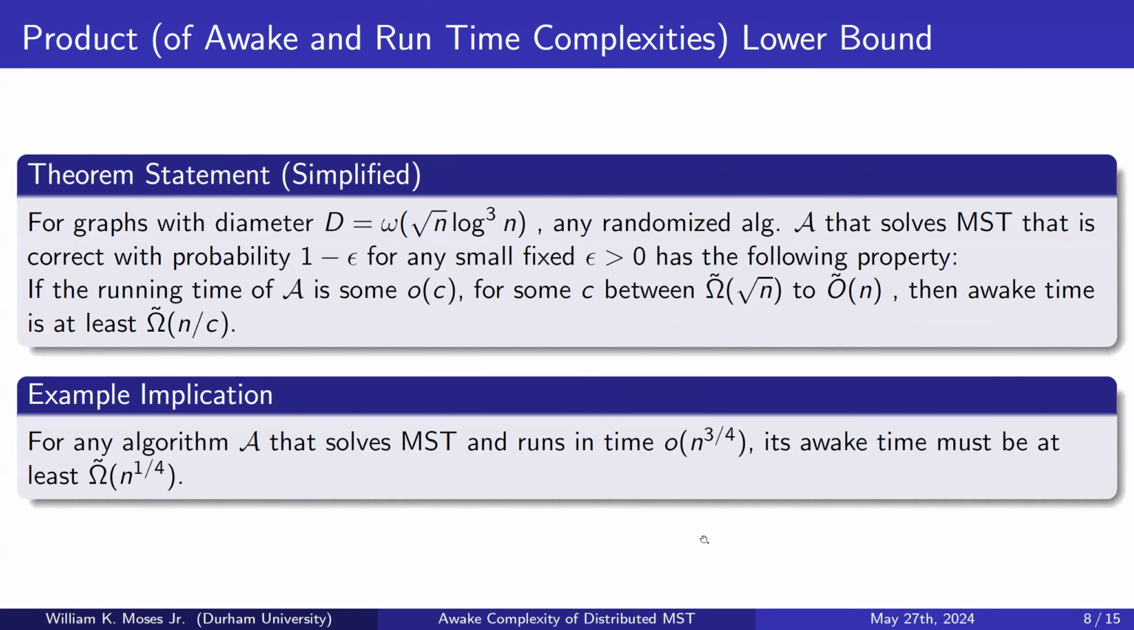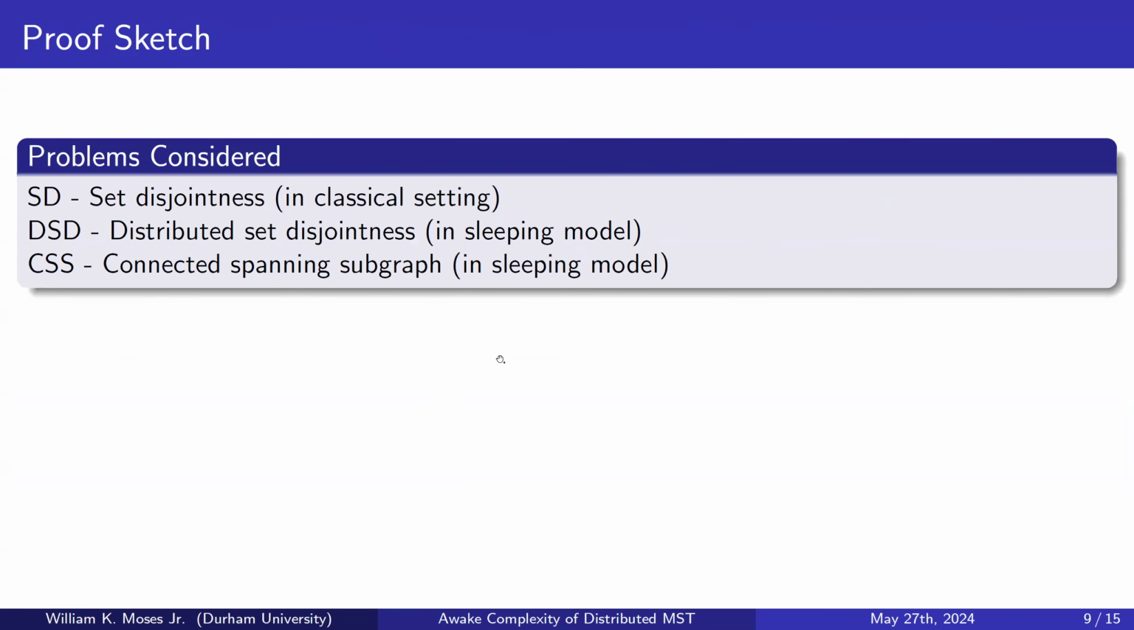The implication here is, for instance, if you had an algorithm that took n to the power 3/4 runtime, or smaller, then the awake time should be at least omega of n to the power 1/4. Or in other words, if you multiply these two together, you see that the product of the awake time and runtime is omega tilde of n.